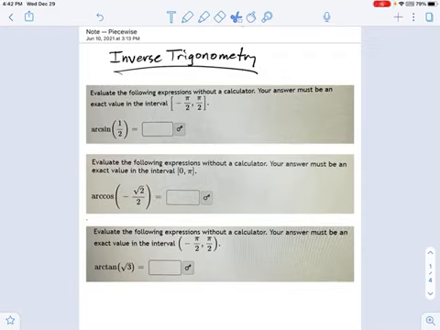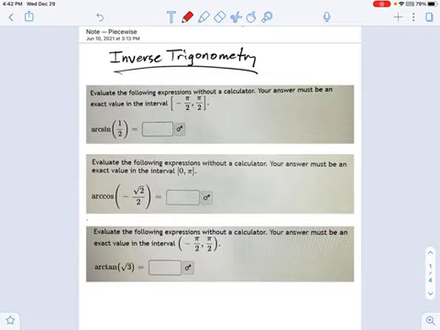So now we're going to start some inverse trig, and I've grabbed a sine, cosine, and tangent inverse function to give you an example of each. Pay close attention to what it's saying here. It says, evaluate the following expressions without a calculator. You're going to be expected to do that on the test, so no using them now.